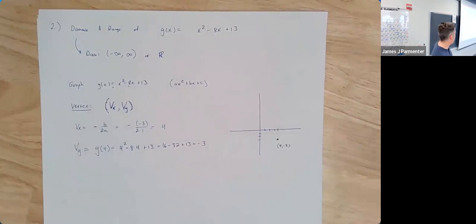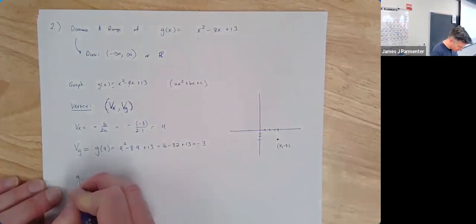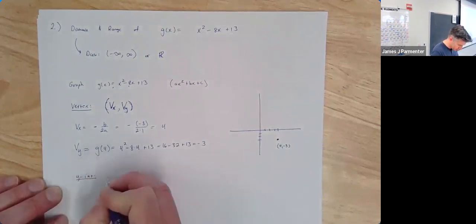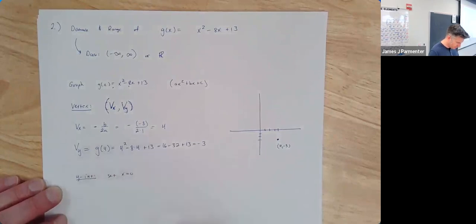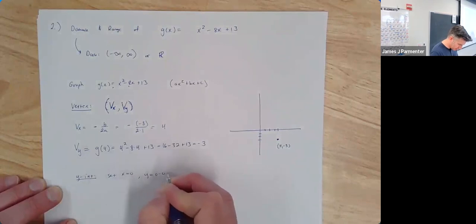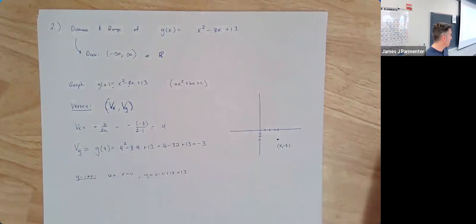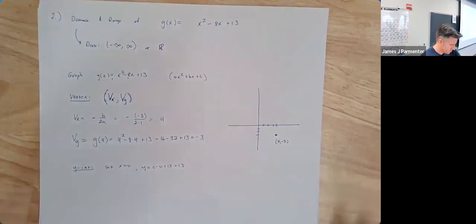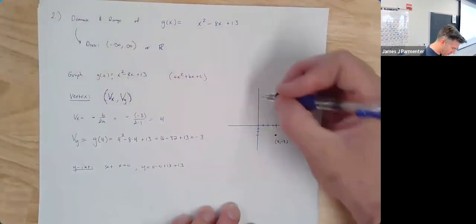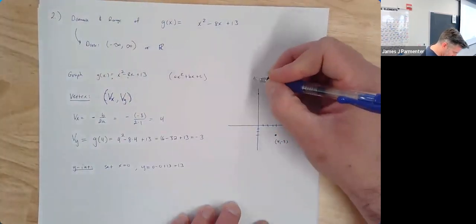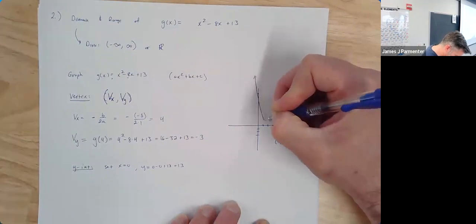The only other point I'm really going to worry about, if I'm just trying to do a not great job of graphing it, is the y-intercept. We get the y-intercept by setting x equal to 0. If I set x equal to 0, y is going to equal 0 minus 0 plus 13, which is just 13. Usually the y-intercept is pretty easy to find in most functions when you just set x equal to 0. So it's somewhere up here. Again, I'm not really caring that much about doing a good job. I'm just trying to kind of graph it.